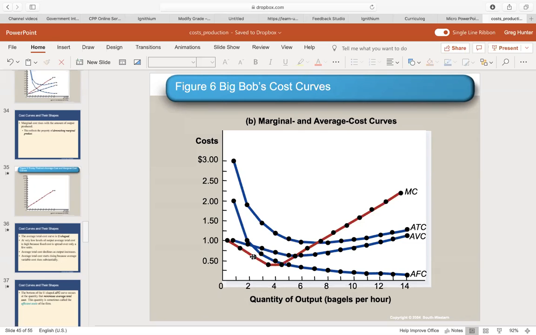And so you can get this kind of assembly line increase in productivity by just having workers coordinate. But eventually, it's always going to be the case that you run into this crowding problem once you get too many workers in your facility. And then from that point forward, you'll have increasing marginal costs.